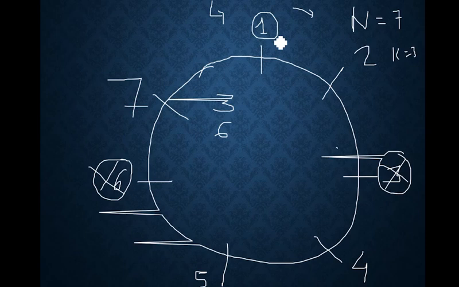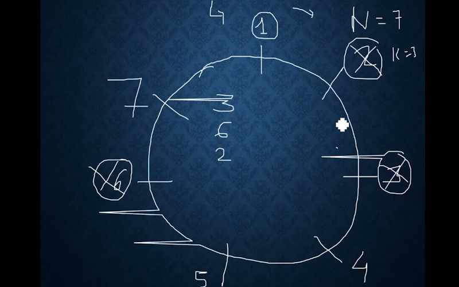7 is the first person, 1 is the second person and 2 is the third person. So we have to kill the 2. Now from 2, this is very important to understand. From 2, who is the next third person? Okay, think about it, already 3 is killed.